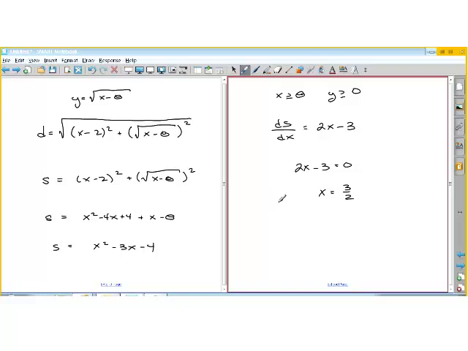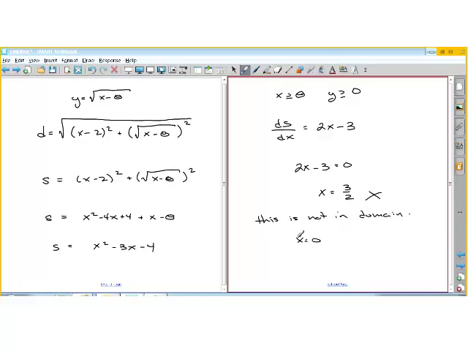But not so quick. This is not in the domain. So we don't use that. So that's not working. Then you're going to look at the beginning and the end of the domain.